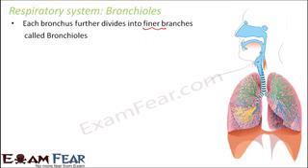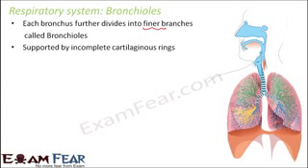So they are bronchioles. They are extremely thin and they are the terminal branches. The bronchioles do not divide further to form anything else. So they are the last. They do not divide further. They are supported by incomplete cartilaginous rings.